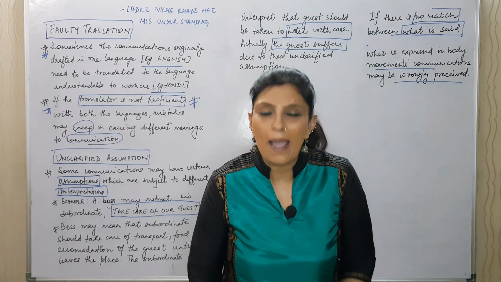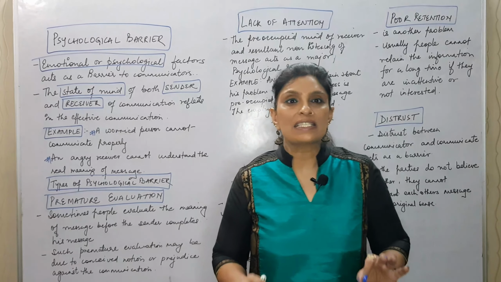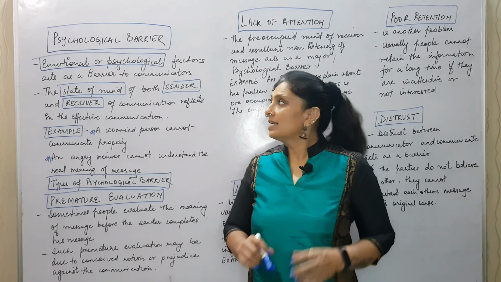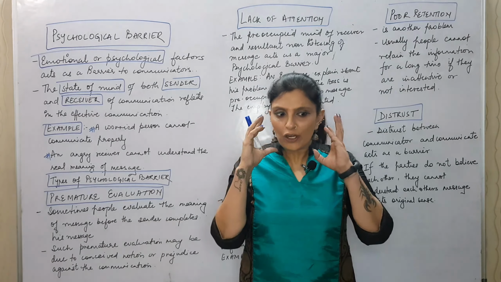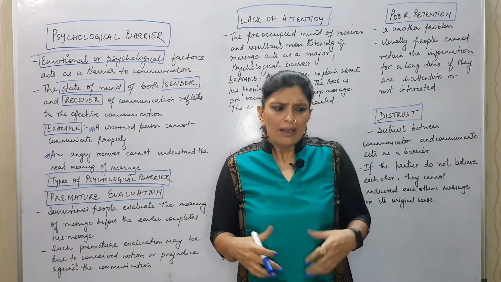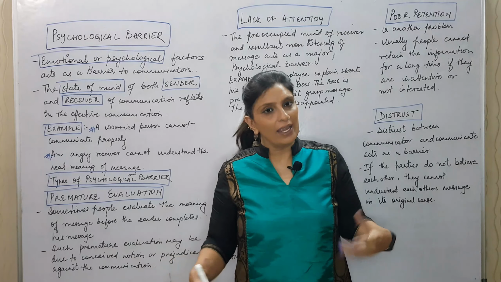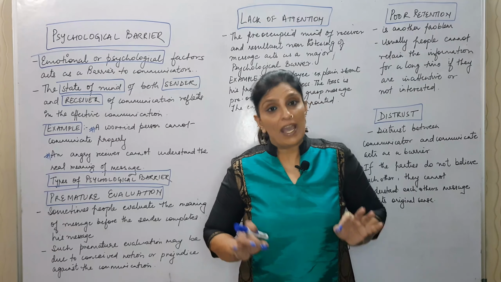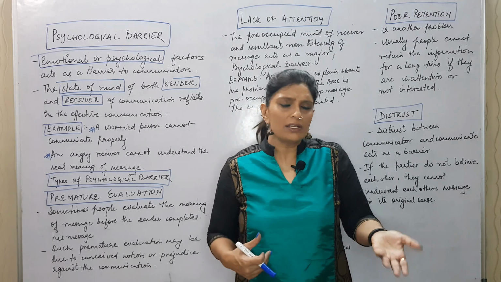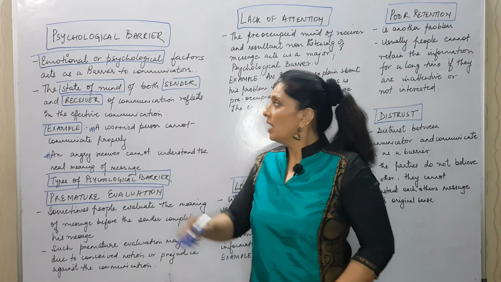So, semantic barriers. Now, the next kind of barrier we're going to talk about is the psychological barrier. Now, what are psychological barriers? Again, psychological barriers are a kind of state of mind. Both sender and receiver are involved. For example, the sender is trying to say something and the receiver is not ready to perceive it. Again, that's a psychological barrier. Whichever way it is, the sender is trying to say something, but the receiver is not listening to him. So again, that is a kind of barrier, a psychological barrier.